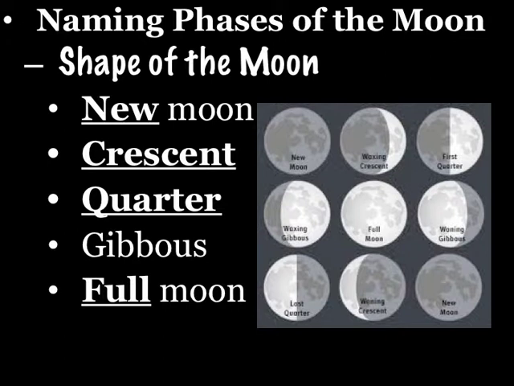Naming phases of the moon. So the shapes of the moon, we just talked about that on the bottom of the last page, but there's a new moon, a crescent, a quarter, a gibbous, and a full moon. These are the phases of the moon as seen when the moon rotates around the Earth.